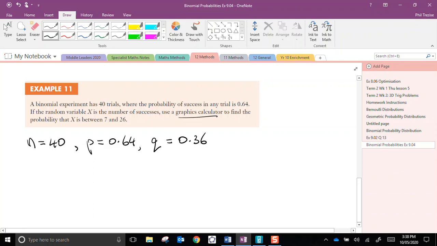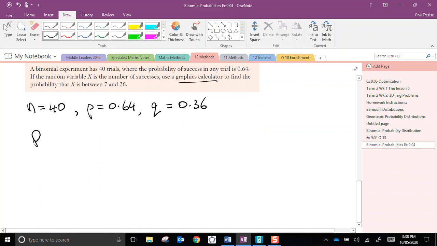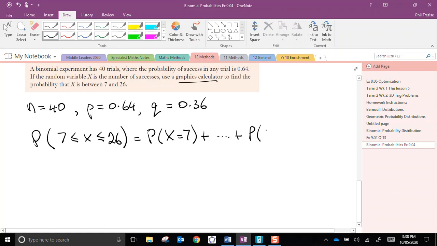It even says here to use the technology to find the chance that X is between 7 and 26. So we want the probability that 7 is less than or equal to X is less than or equal to 26. I'm going to take that to mean inclusive, that 7 and 26 are included, so I have less than or equals there. Now, as I've noted before, that means we could have the probability that X equals 7 plus X equals 8, X equals 9, all the way up to the probability that X equals 26.